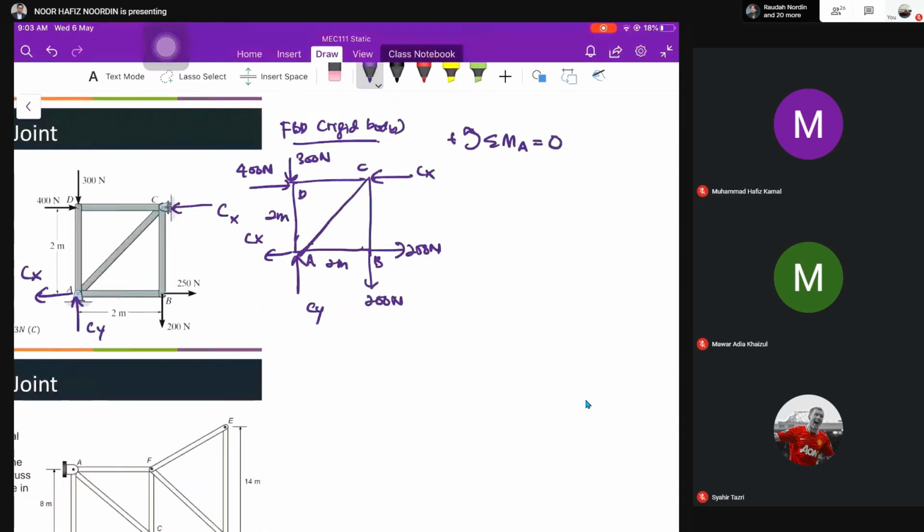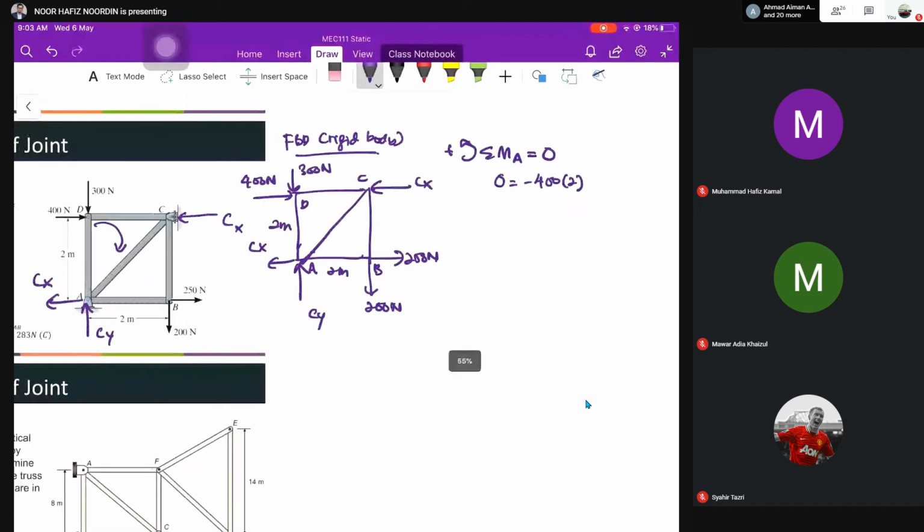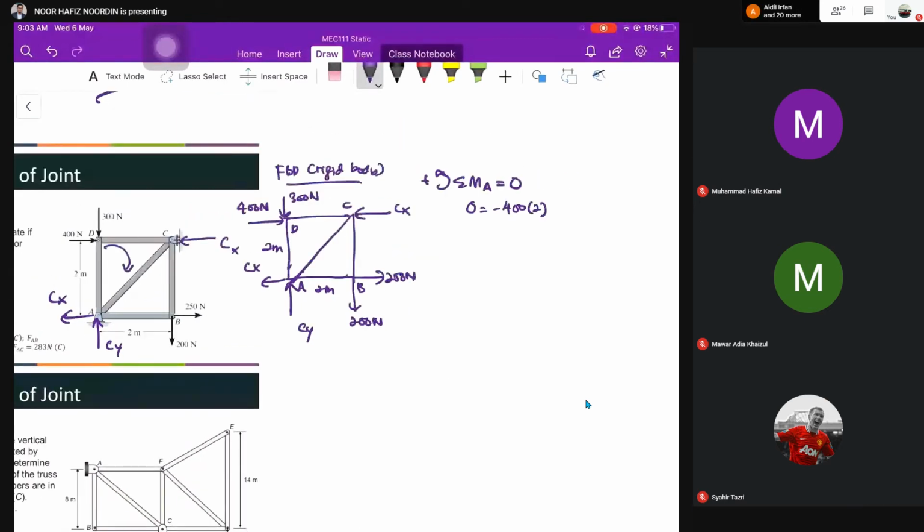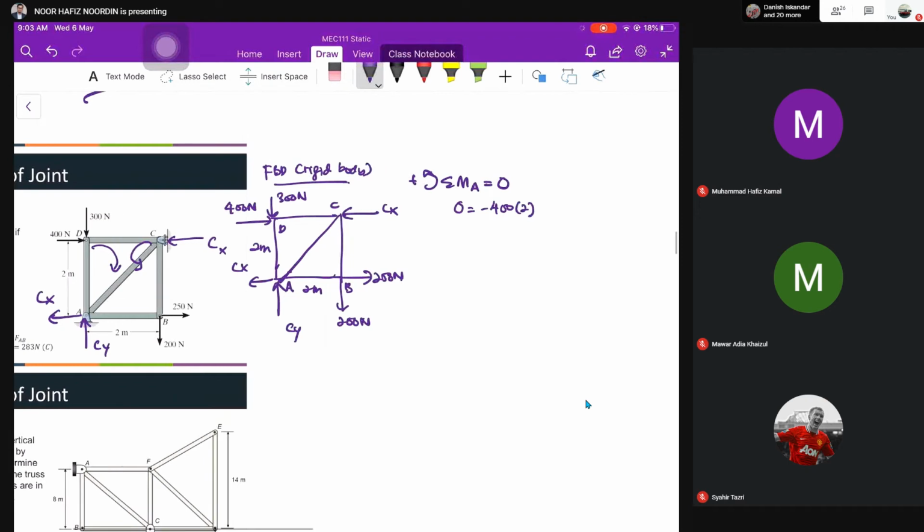So when moment at A equal to 0, we have 400 Newton. The rotation is clockwise, so the value is negative 400 times 2. And then we have 300, which is not a moment because the direction of the force is along the same line through point A, so there is no perpendicular distance to this force. And then we have CX. So CX, the rotation is counter clockwise, so it is positive.